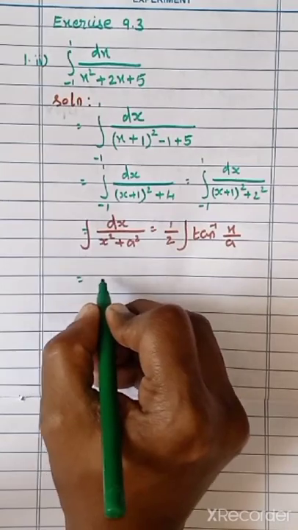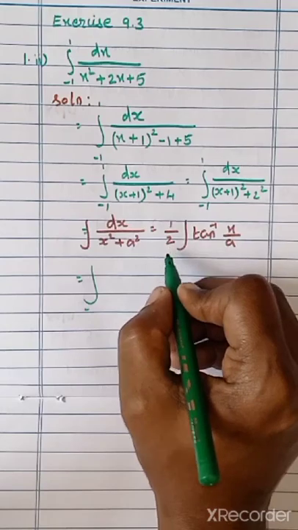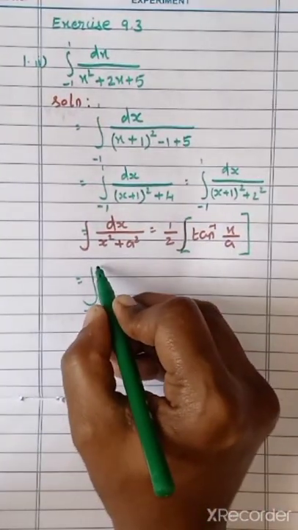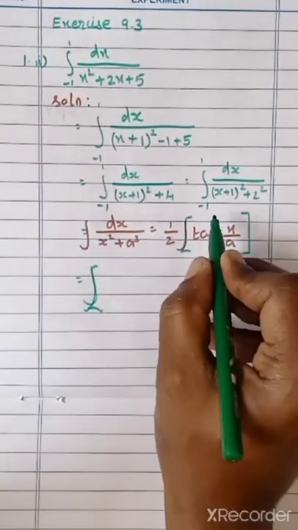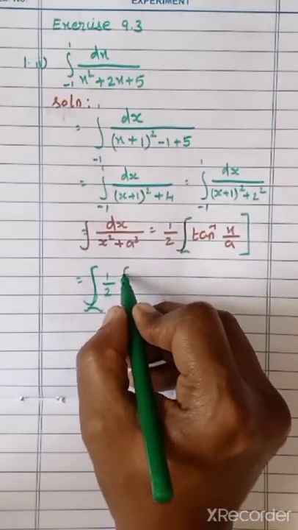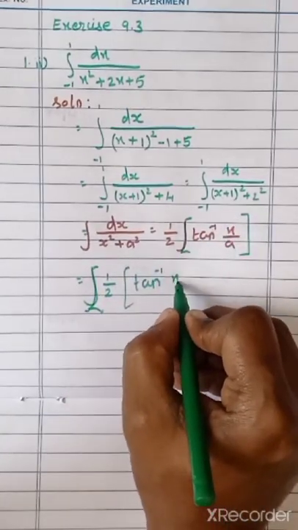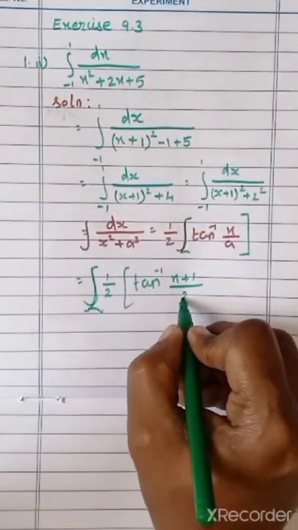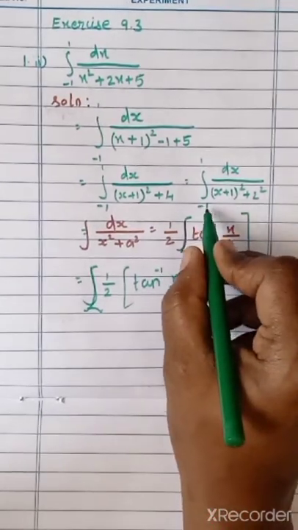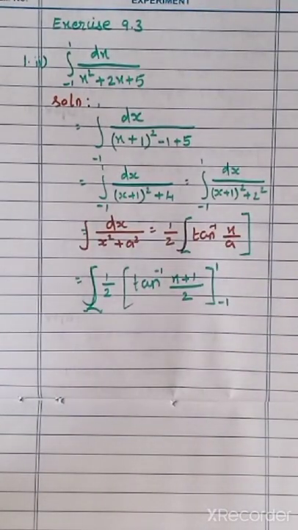Okay, this can be taken as, integrating, we should not put the integral symbol, so bracket. This can be taken as 1 by 2 of tan inverse of x plus 1. The x value is x plus 1 and the a value is 2. Tan inverse of x plus 1 by 2, into what is the interval given? Minus 1 to 1. That you can take. Next what we have to do?